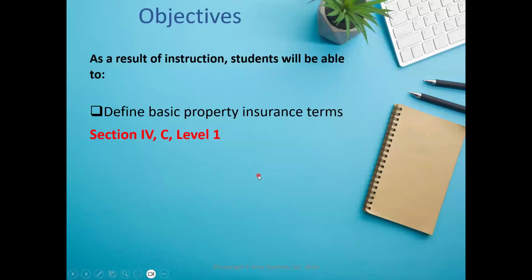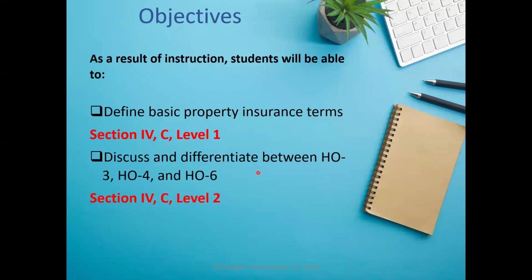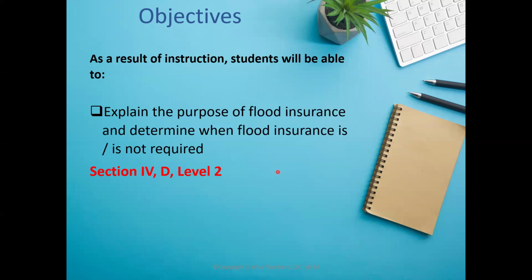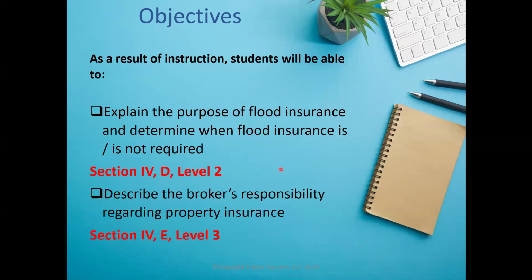we're going to define some basic property insurance terms. We're going to talk about the difference in homeowners policies. So there's an HO3, 4, 6, etc., different policies. We're going to talk about flood insurance and try to determine when flood insurance is not required. And then, as mentioned, talk about our responsibility regarding the insurance.